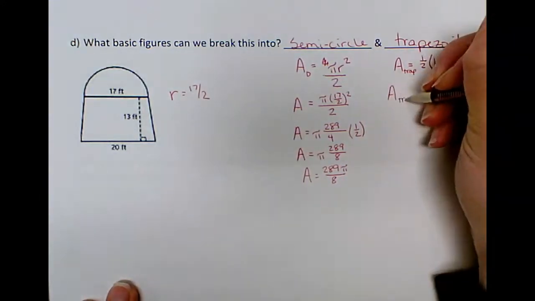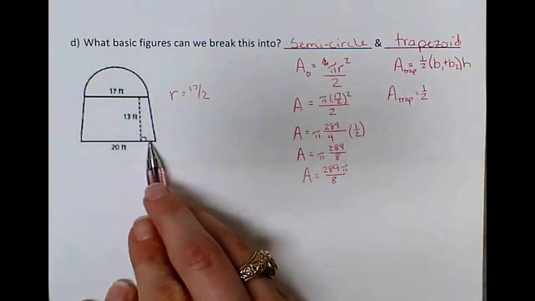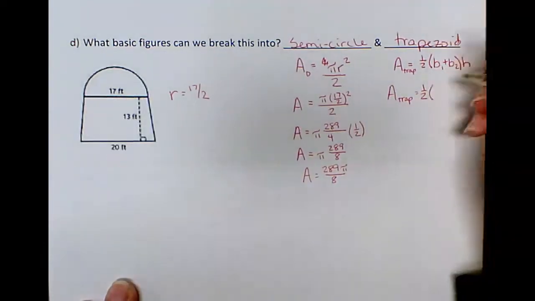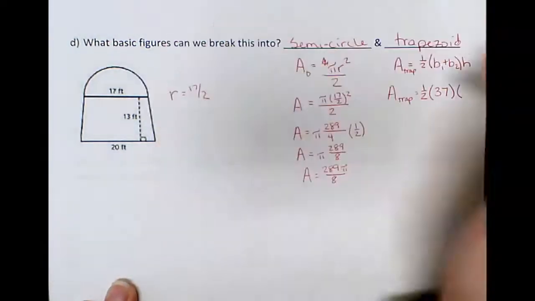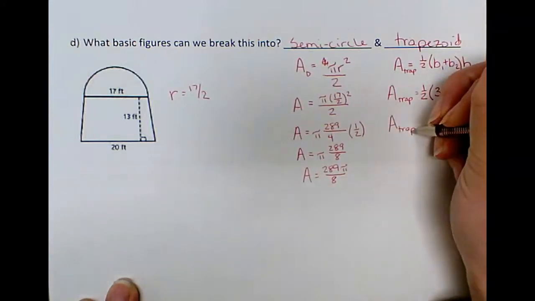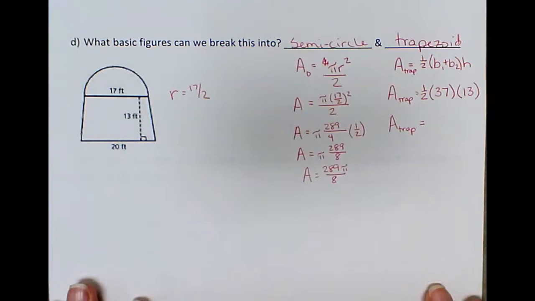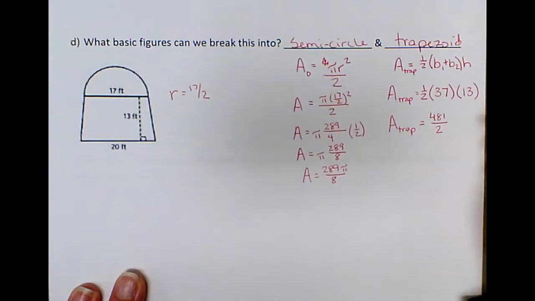The area of the trapezoid is 1/2 times the sum of the bases, so base 1 is 20 and base 2 is 17. So 20 plus 17 is 37, times the height. The height is 13 feet. So my area of the trapezoid, I can't take 1/2 of 37 or 13 in a nice way, so I'm going to multiply 37 times 13. That's 481, and I'm just going to put it over 2. This is measured in feet squared.